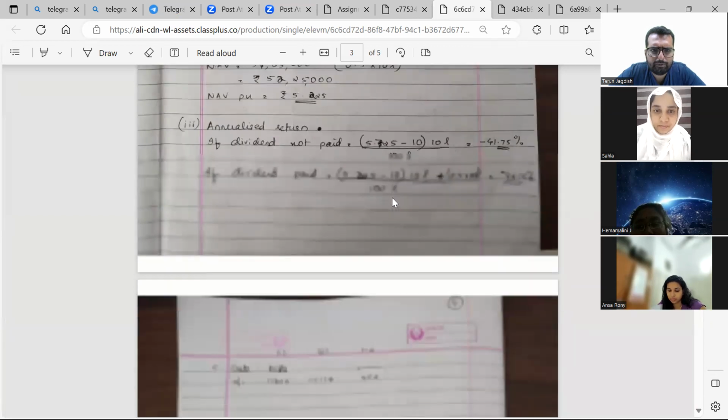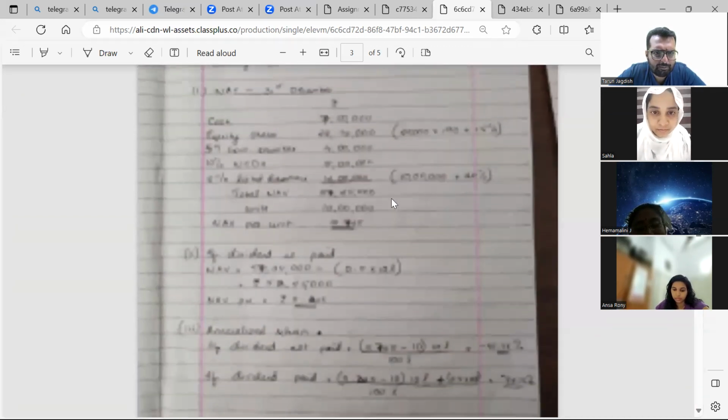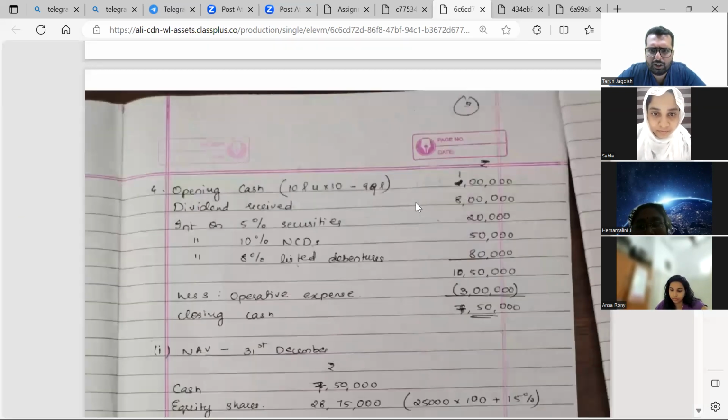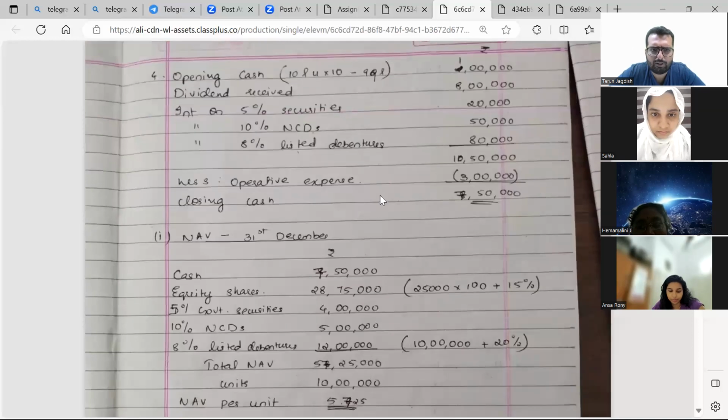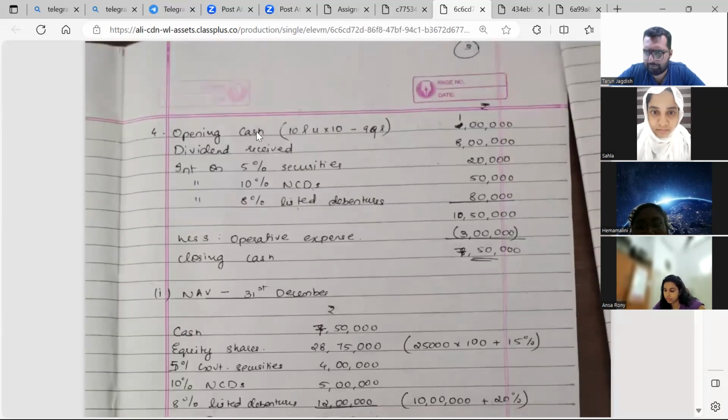Where are we? Sorry, I missed out the page. Okay, so you get 1 lakh rupees dividend received, cash less operating expense, closing cash. All right. What is this exactly? Closing cash balance, is it? So give a working note heading over here.